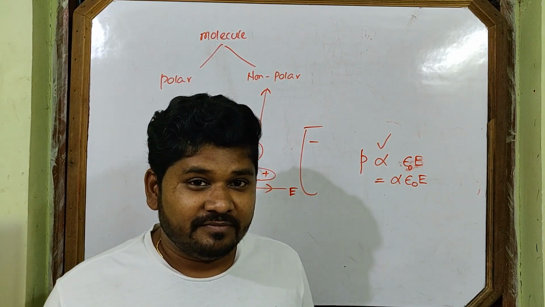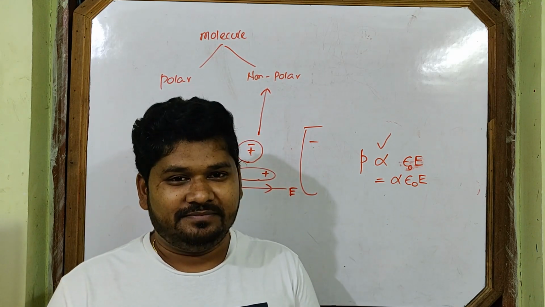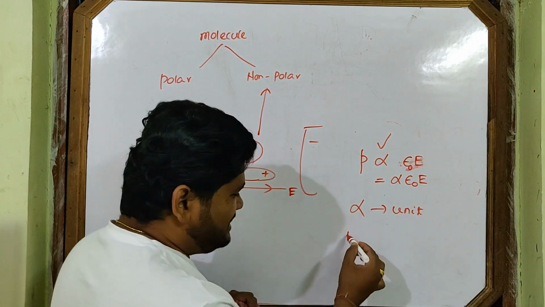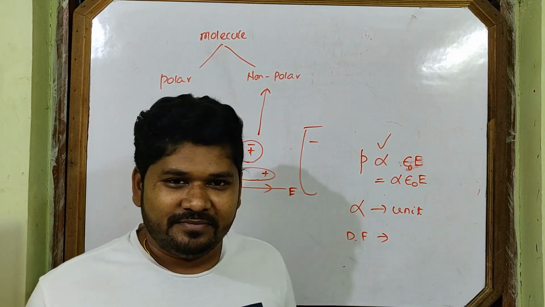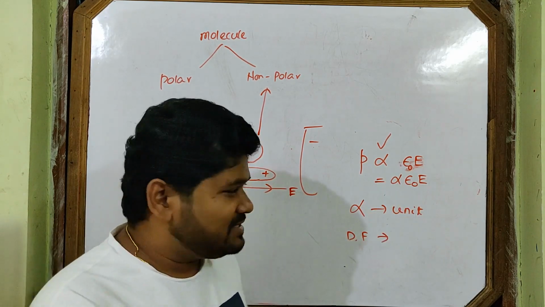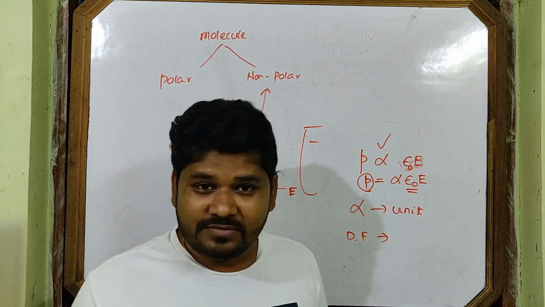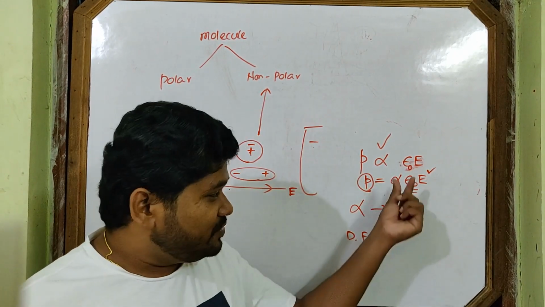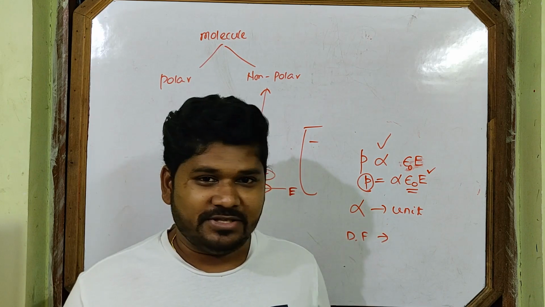And you will see one magic when you find the unit and dimensional formula of alpha. That's up to you. I have given you the formula. This is the dipole moment of the molecule. You know this is epsilon naught, and you know its dimension from Coulomb's law. And this is the electric field intensity, you also know the dimension. You put in the dimensions and find the dimensional formula of alpha. Then you will see the magic.